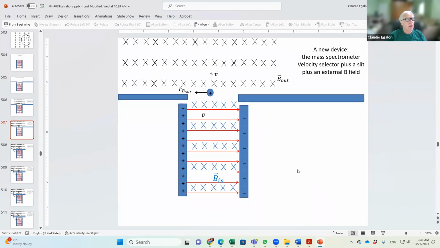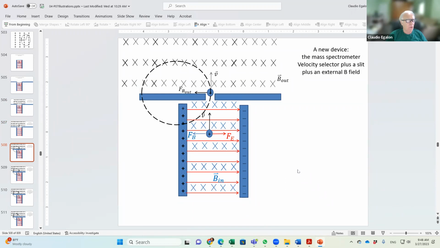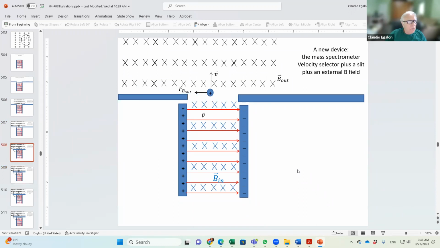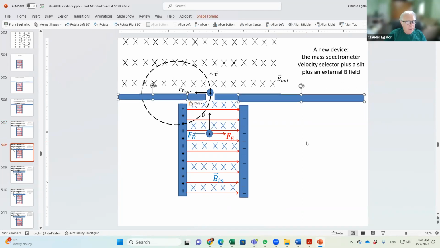The particle is exiting the velocity selector. Once it exits the velocity selector, it's subjected only to the magnetic force. Being subjected only to the magnetic force makes the particle undergo uniform circular motion. And I have to do more here. You'll do everything. Here we go. One more. Another.